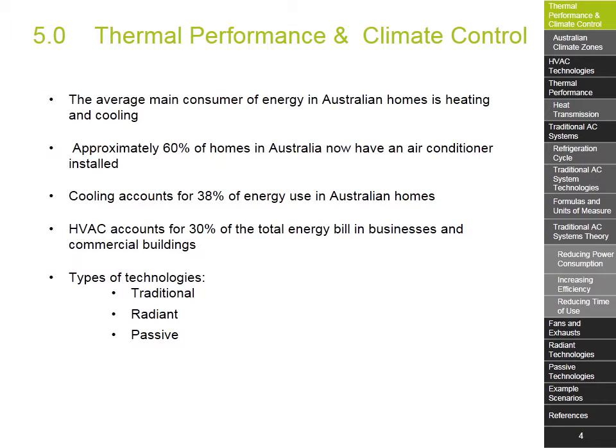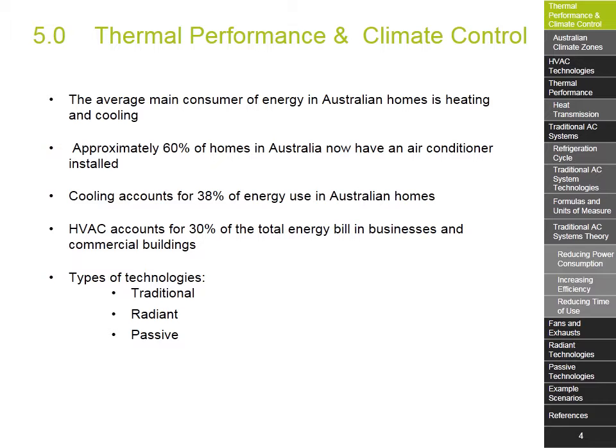Currently, the average main consumer of energy in Australian homes and in many businesses is the heating and cooling. Approximately 60% of homes in Australia now have an air conditioner installed. Cooling accounts for 38% of energy use in Australian homes, and HVAC accounts for up to 30% of the total energy bill in businesses and commercial buildings.